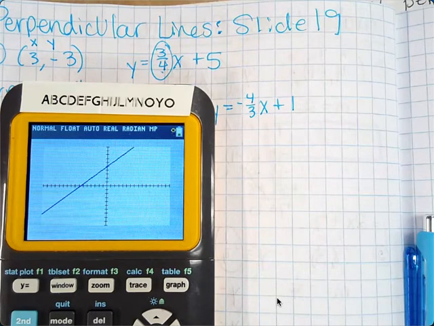Colin, did you put those in? Doesn't look like it.